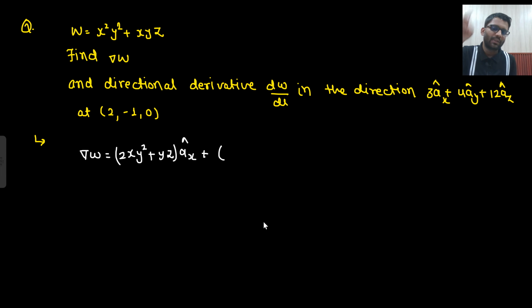Now differentiation with respect to y. So x square will be common. Differentiation of y square, that will be 2y. So 2x square y plus xz will be common. Differentiation of y will be 1.